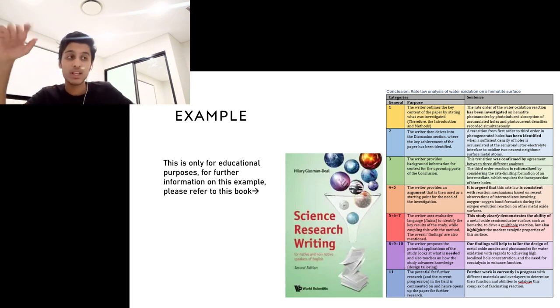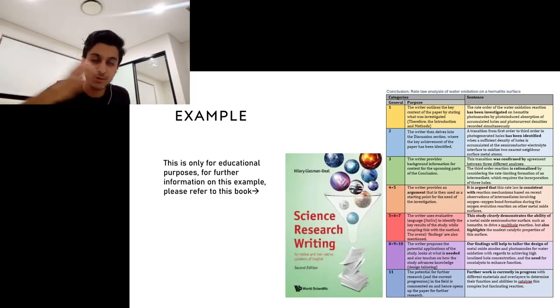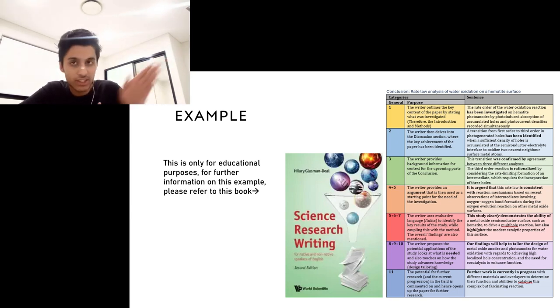Now you want to look at some potential applications. That's what they've done here. Our findings will help tailor the design of metal oxide anodes for the need for photocatalysts to enhance function. So what does this paper do? How does this paper impact the field or the industry that you're in? Finally, the potential for further research: future work is currently in progress with different materials and ways to determine the function of each catalyst complex, a fascinating reaction. So you end off on a positive note and you comment on the direction of the field, of where the field is headed.